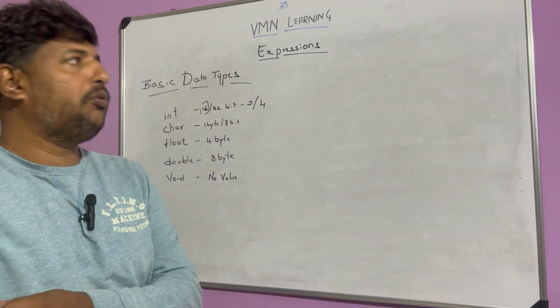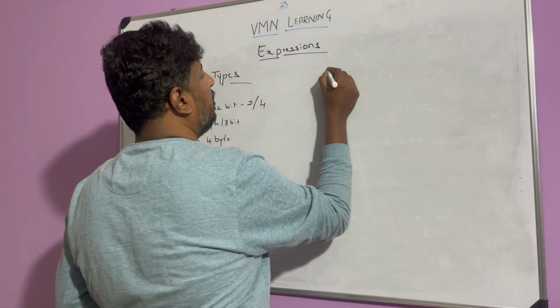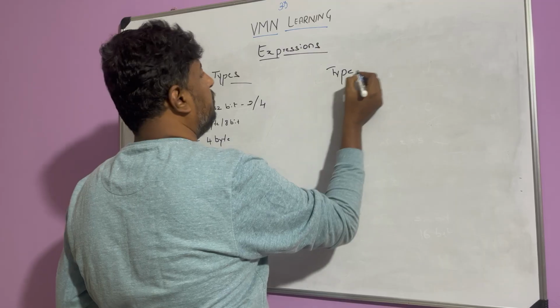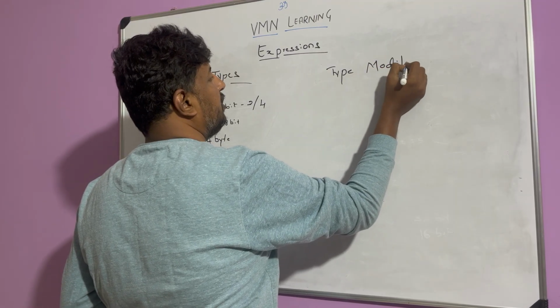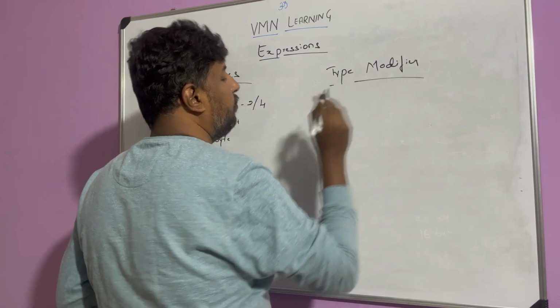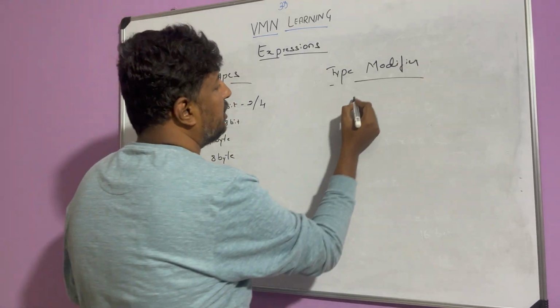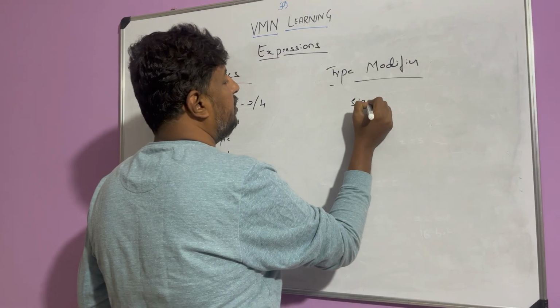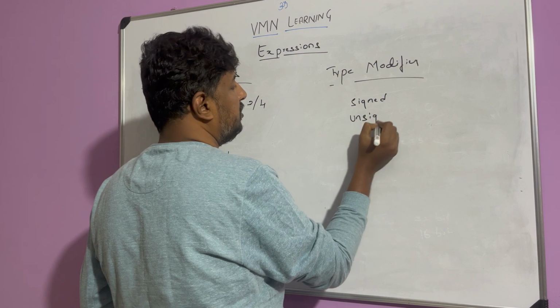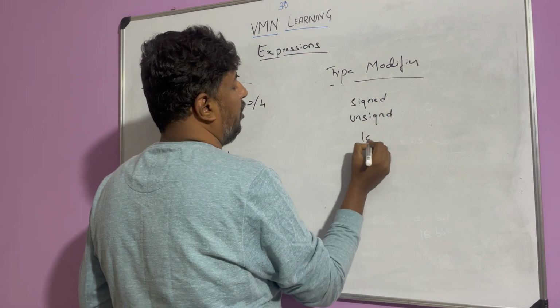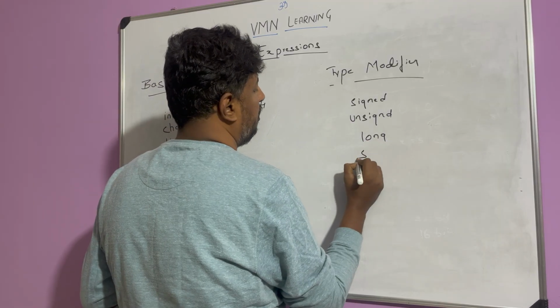Now let's talk about type modifiers. These are called basic data type modifiers. We have 4 modifiers: signed, unsigned, long, short.